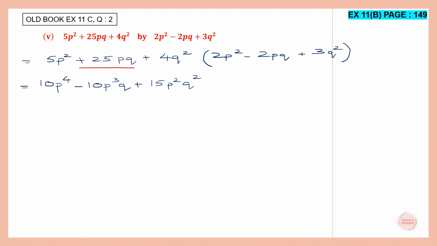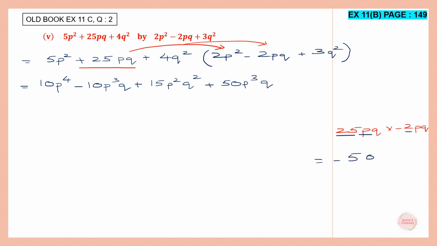So now we're going to multiply plus 25pq into the first term. The sign is plus. The numbers 25 into 2 is 50. Then we have p into p square is p to the power of 3, and we have q. Now we are going to multiply with this. Now if it's confusing, we'll work it out here. 25pq into minus 2pq. The sign is minus. 25 into 2 is 50. Then we have p into p, which is p square, and we have q into q, which is q square. So minus 50p square q square.